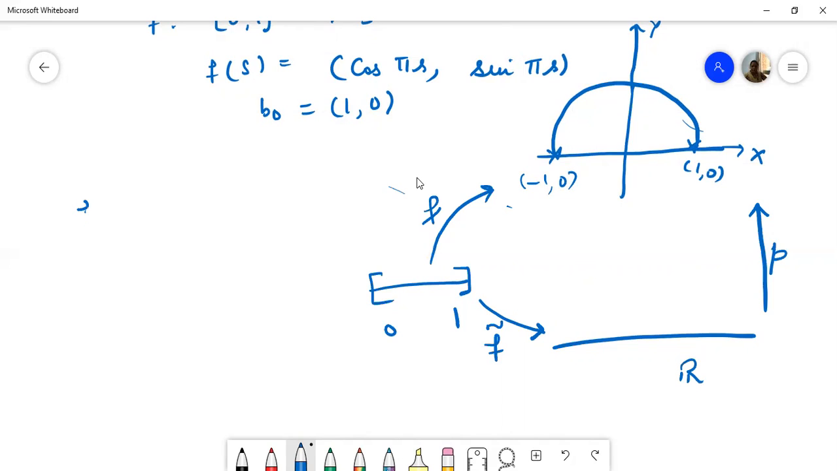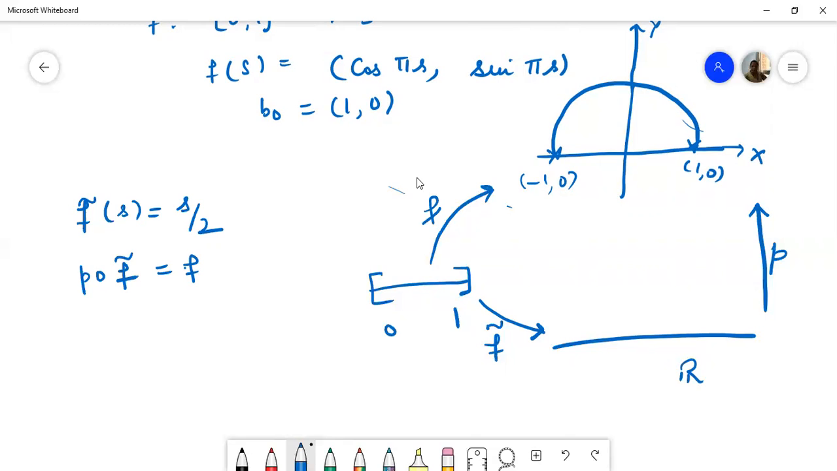So if we define the mapping F curl by F curl of s equal to s by 2 from the interval [0, 1] to the whole real line, then we can easily check that P circle F curl will be F. That is, this F curl mapping, which is defined by s goes to s by 2, is a lifting of the given path F. As we can see, P circle F curl at s, that is P of s by 2, is cos pi s, sin pi s, and F of s is also cos pi s, sin pi s. So this is the lifting.